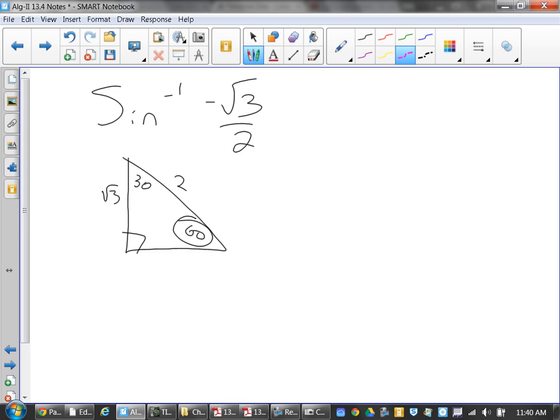Is 60 our answer for degrees? Negative 60 is the degree answer, right? Because it's sine, so it has to be in the fourth or first quadrant, and since it's negative, it has to be down there. Remember the parameters to this: it was between pi over 2 and negative pi over 2. It didn't go to 3 pi over 4 or 3 pi over 2 or anything like that.